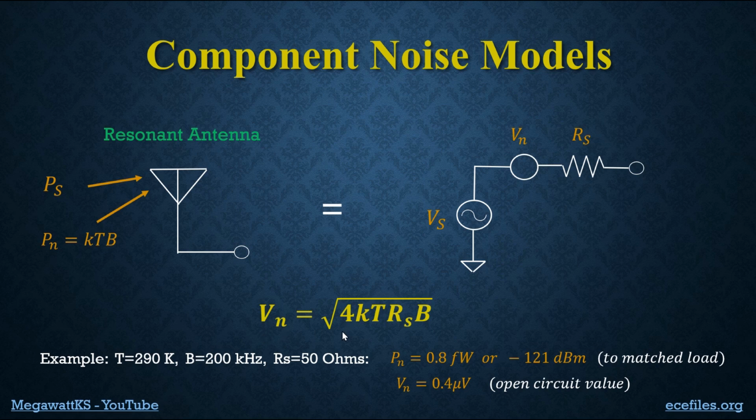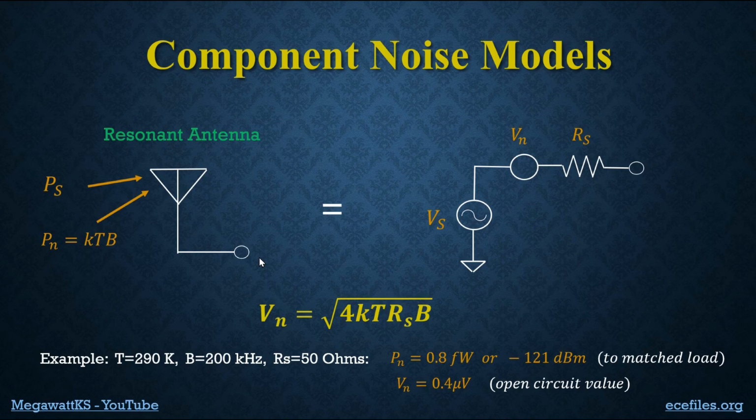Well, here's the expression for it. It's the square root of 4 kT R sub s times B, the bandwidth. Now, I'm not going to really derive this, but I'll give you a hint as to where it comes from. The power is kTB, and we know that power and voltage are related through resistance, V squared over R for power, and you put that together. Oh, where's the 4 come from? That comes from the fact that this is an open circuit voltage, whereas this power coming in is assumed to be going into a matched load.